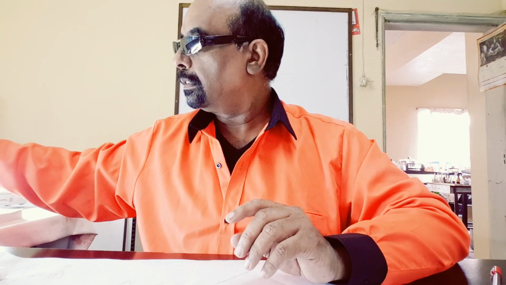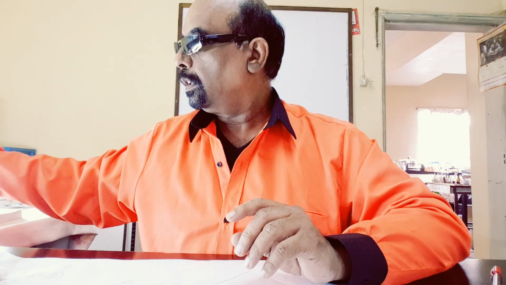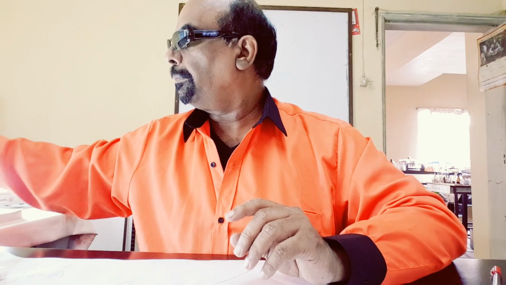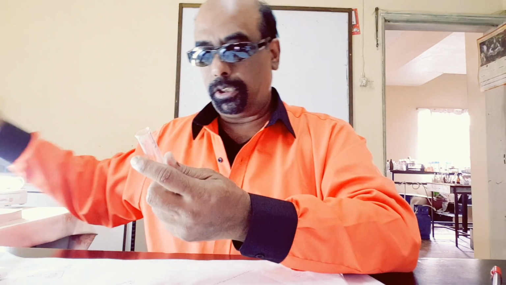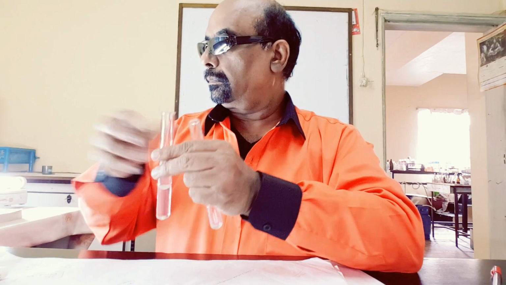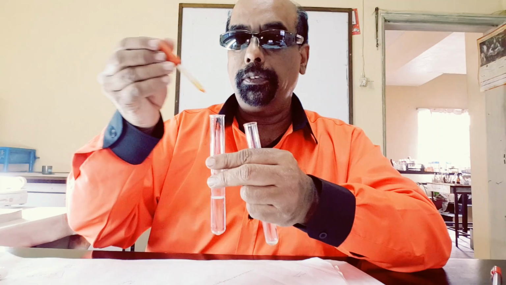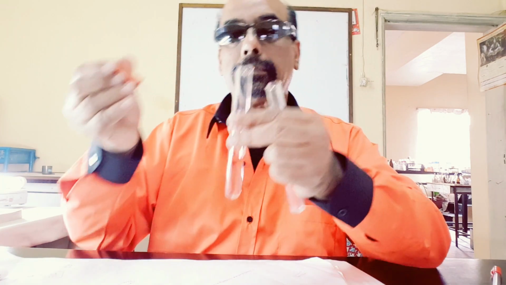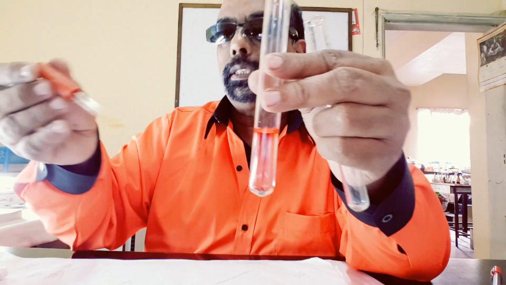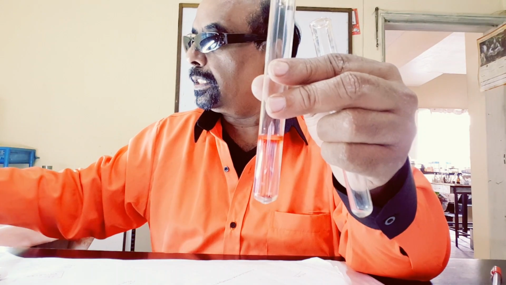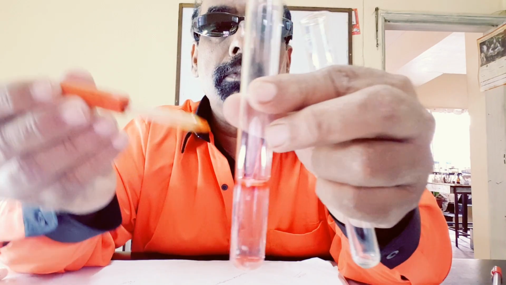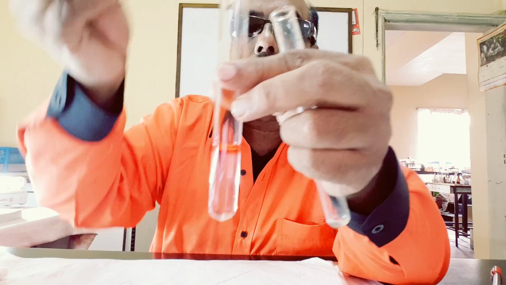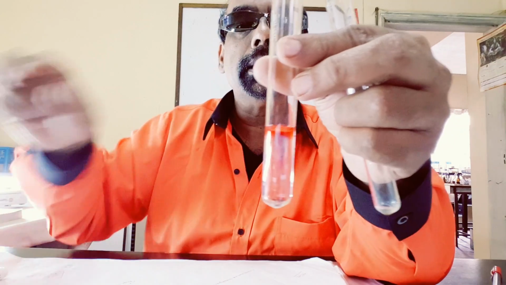If we take a small amount of acid and place a small amount of an indicator such as methyl orange, it should turn red. Methyl orange is orange, and when you add it to an acid, it becomes red. So this is another test for acid.